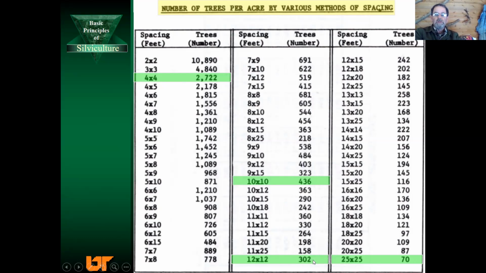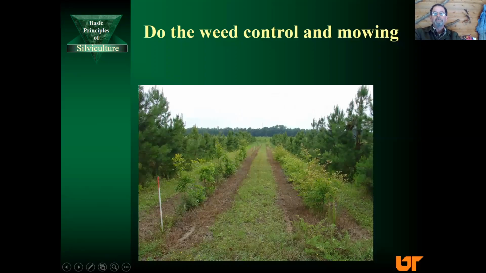You get beyond that and the trees, well, the stocking just isn't high enough. The trees develop into short bodies with open branch structure and not really good lumber. And I've just shown you what a 25 by 25 foot spacing gives you: 70 trees per acre.